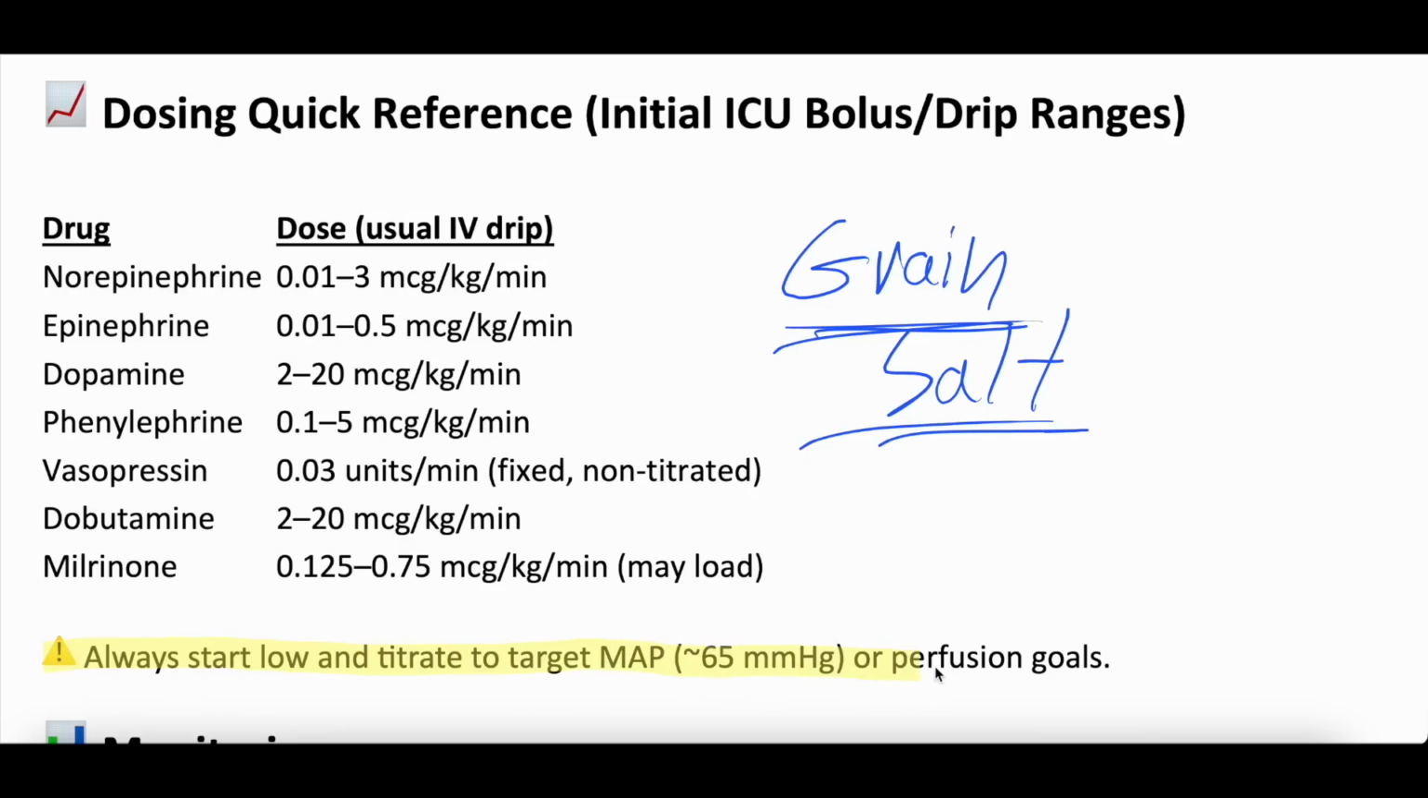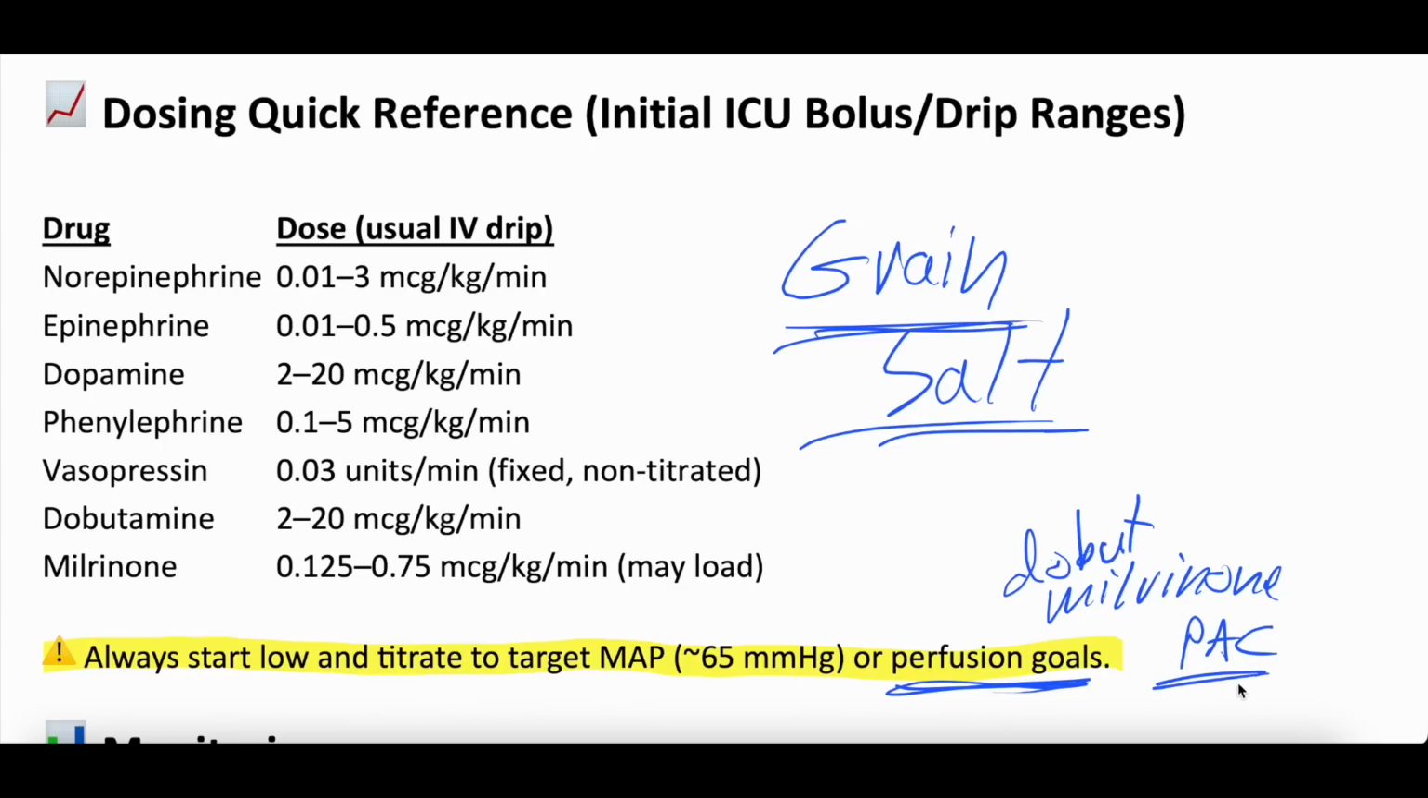Our nurses spoil us and they usually titrate these themselves. If it's an inotrope like dobutamine or milrinone, you're using it to increase cardiac output. Sometimes you're looking at perfusion goals, or if you have a pulmonary artery catheter, a Swan, you can look at cardiac index, all that good stuff.